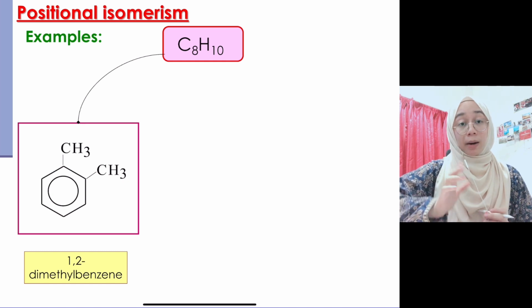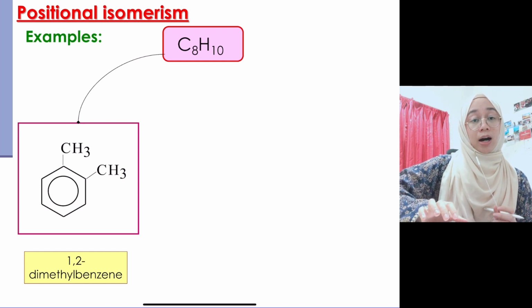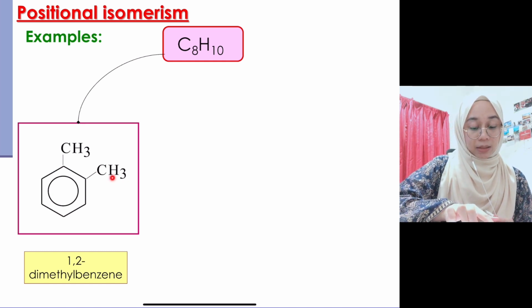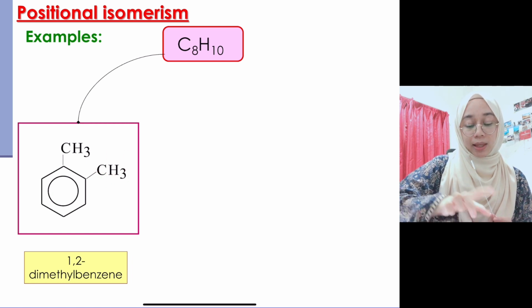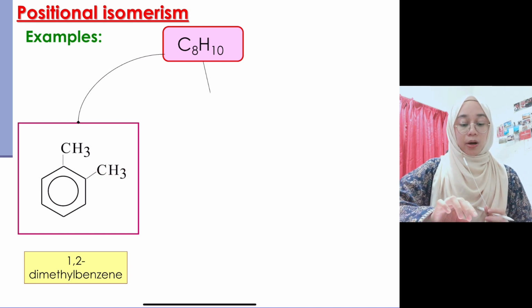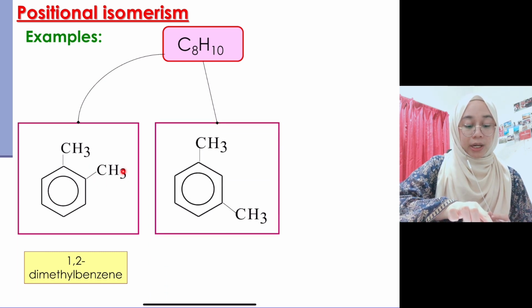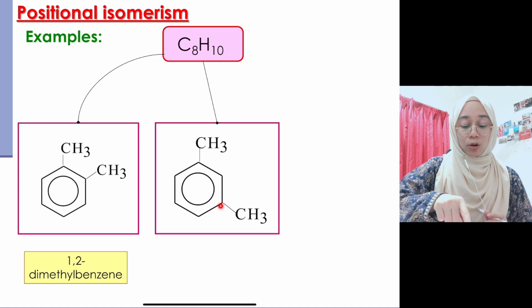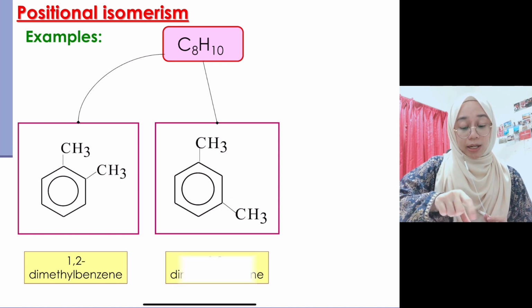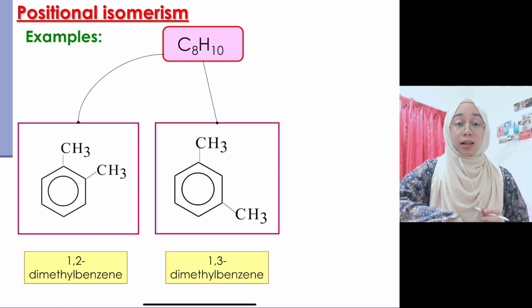And then we change the position of one of the methyl groups. This is called methyl, okay? So we change one position, whereby instead of at number 2, we move it to number 3 now. So now this one is named 1,3-dimethyl benzene.